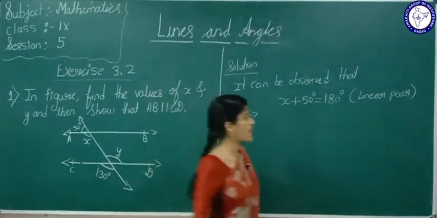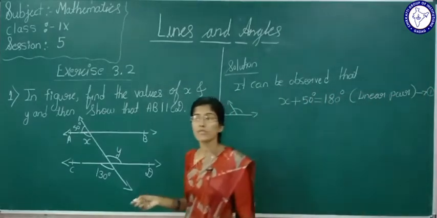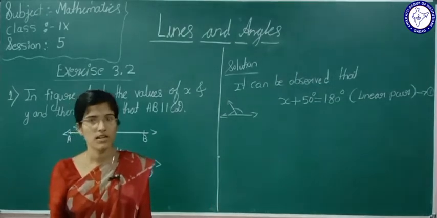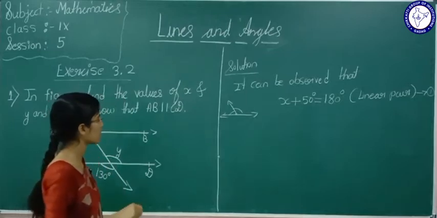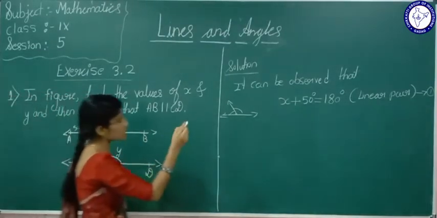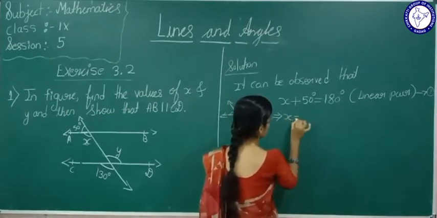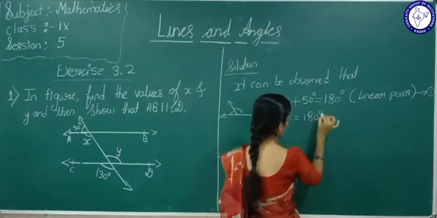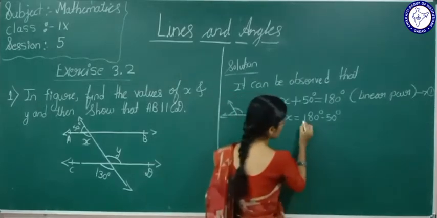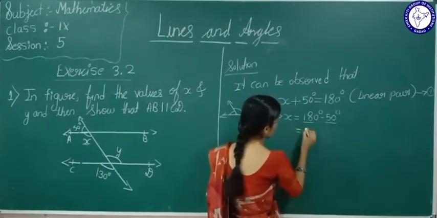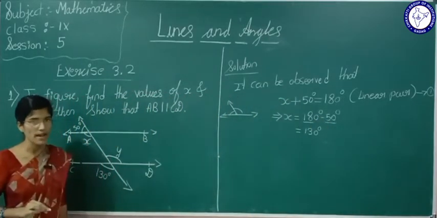Call this equation number 1. What is the definition of linear pair? If the sum of two adjacent angles is 180 degrees, then it is called a linear pair. They told us to find the x value. From this we can find the value of x. This implies x is equal to 180 degrees minus 50 degrees. So what is 180 degrees minus 50 degrees? It will be 130 degrees. Now we got the x value.